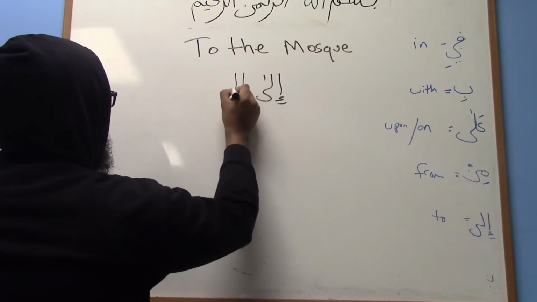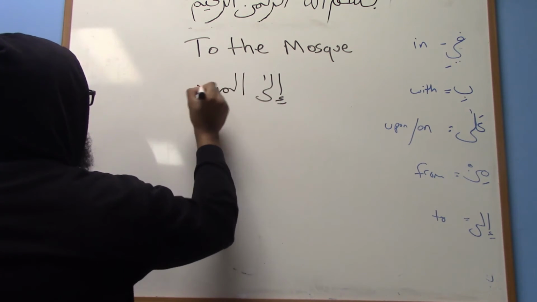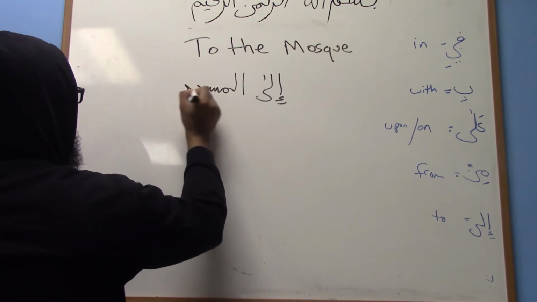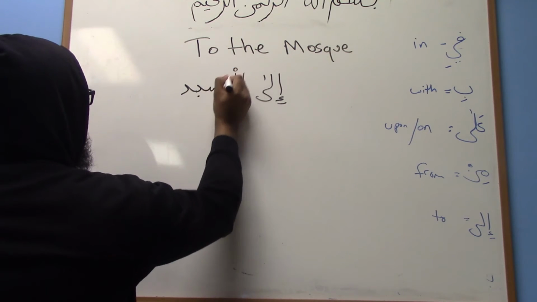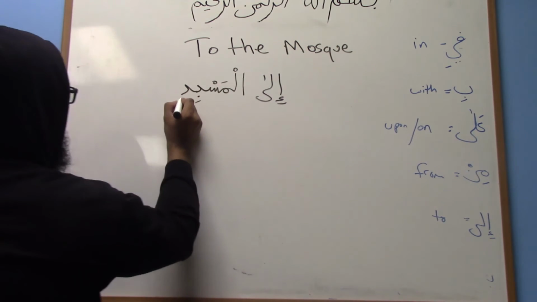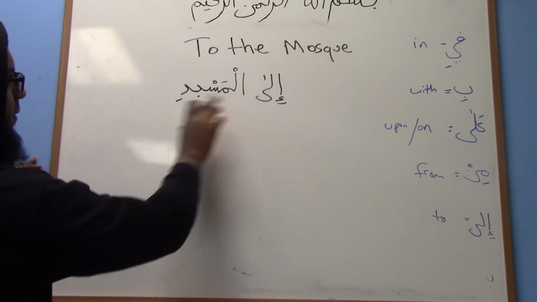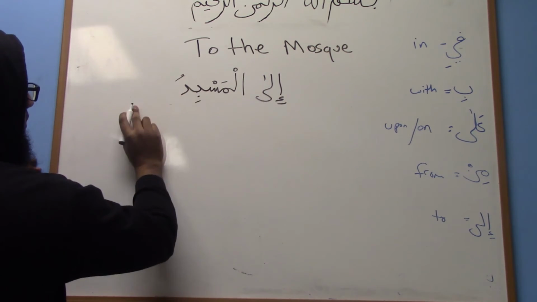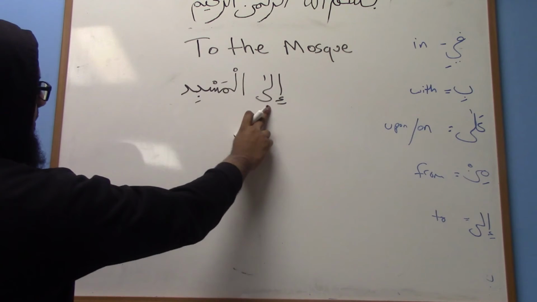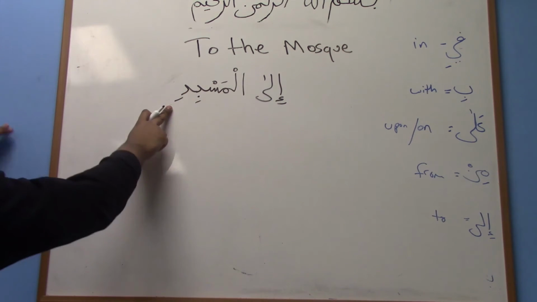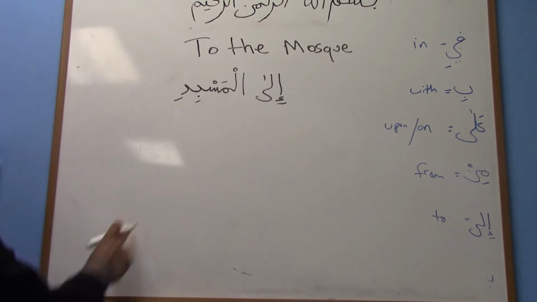Ila al-masjidi. Because of ila, if the ila wasn't there, it would be masjid. But the ila is there, a harf, a preposition. Therefore, it's masjidi. Perfect.